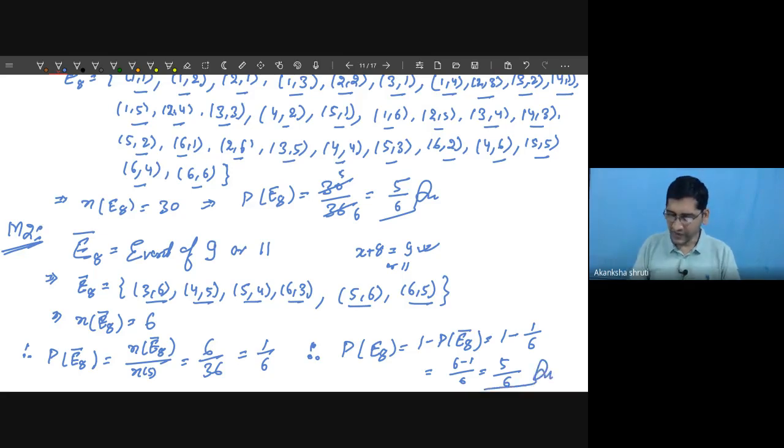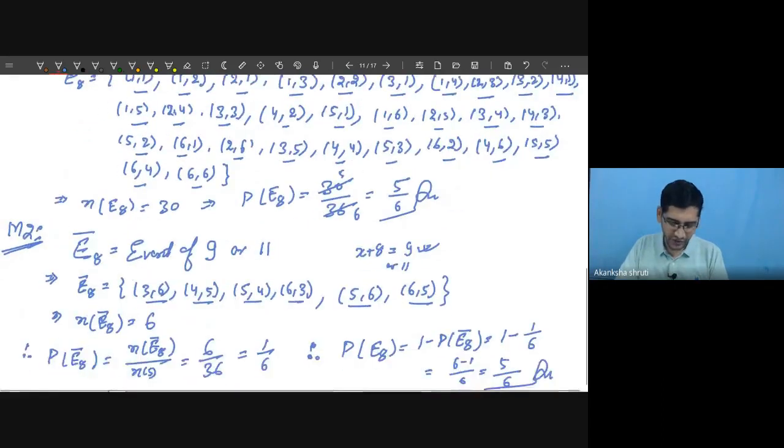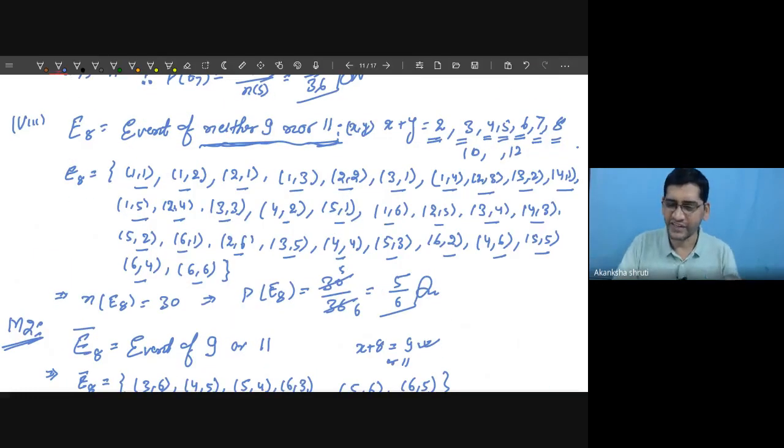It's so easy. Or you may also understand in terms of 36, keeping in 36, you will get this as 30 by 36, giving the same result. Okay, student? So that's why it is always advised, if you have to count the more number of elements in the event, then go for counting its complement and just subtract from 1. That way you can get it easy. So the second method in this part is quite convenient.